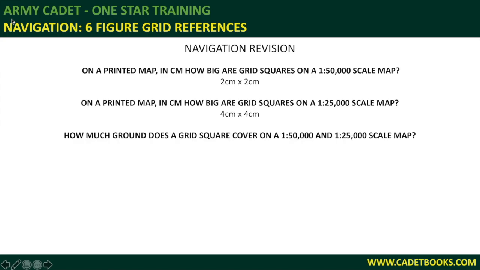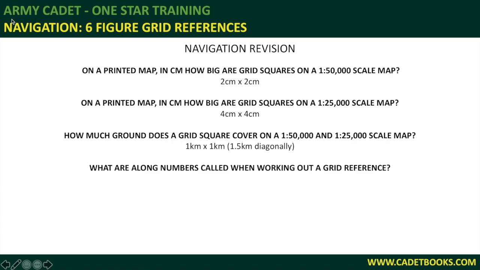How much ground does a grid square cover on a 1 to 50,000 and 1 to 25,000 scale map? 1 kilometre by 1 kilometre, or 1.5 kilometres diagonally. What are along numbers called when working out a grid reference?